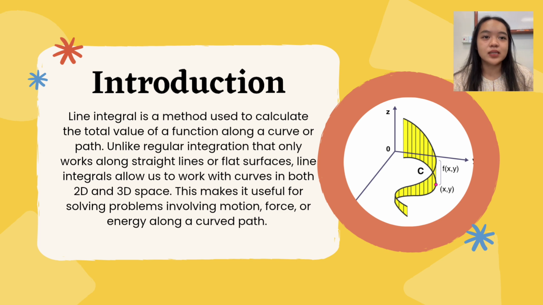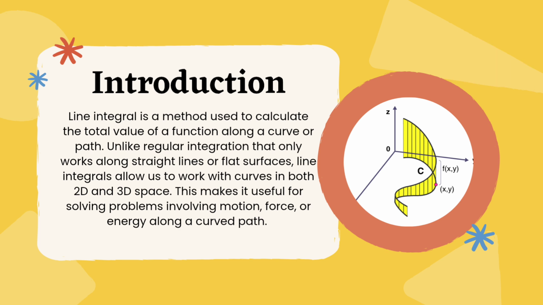The first one is the scalar line integral. It is for quantities like temperature, density, or energy. The second type is the vector line integral. It is for quantities like force, velocity, or electric fields.